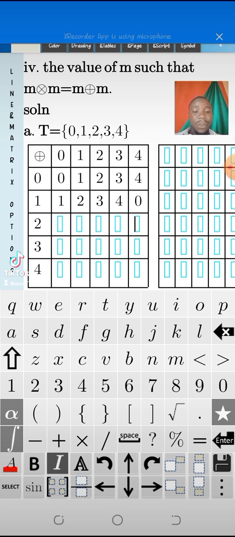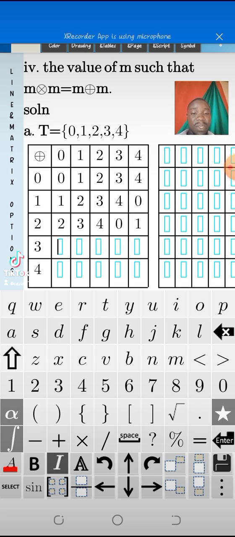Okay, so 2 plus 0 is 2, 2 plus 1 is 3, 2 plus 2 is 4. Then 2 plus 3 is supposed to be 5, but since we are dealing with mod 5, this is going to be 0. Then 2 plus 4 is 6, this is going to be 1.